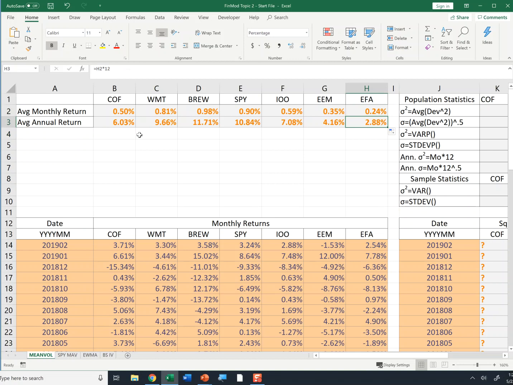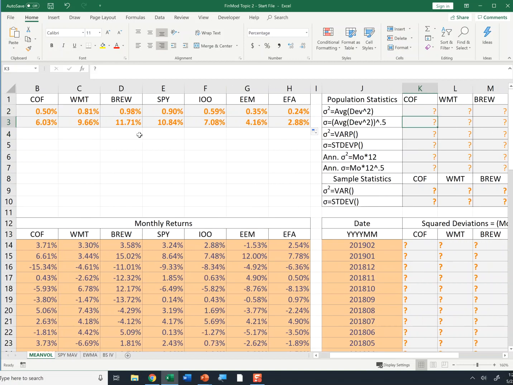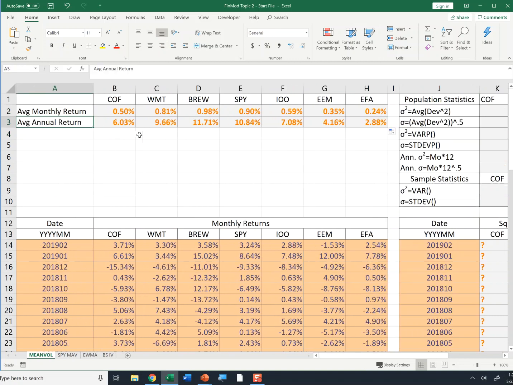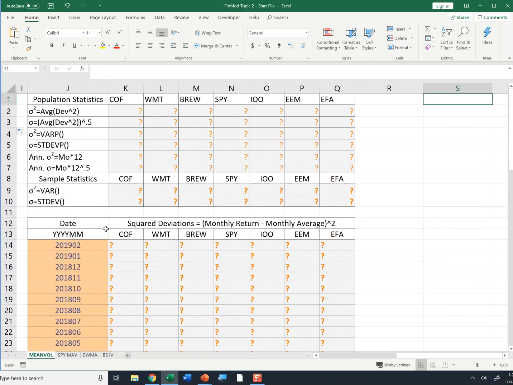Now what I want to do is calculate the standard deviations and variances of these asset returns. In other words, I want a measure of the distribution, the fatness of the distribution of the returns around, say, the monthly return of 0.5 for Capital One. So a measure of my distribution is going to be standard deviation. But to get standard deviation, I first need to calculate variance.